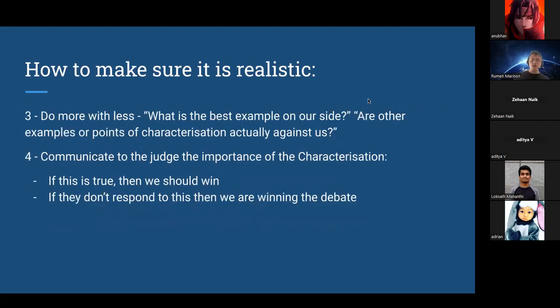Cool. The third thing is to try to do less with more. Think about, and this goes again with the first and second tier thing that I tried to explain, what is the best example on our side? Are the examples or points that we're trying to characterize actually against us? This is when people over-characterize, and this whole problem comes in prep, where you're like, yeah, and there's this other characteristic, and yeah, there's this other thing, but is that thing really going to win you the debate?